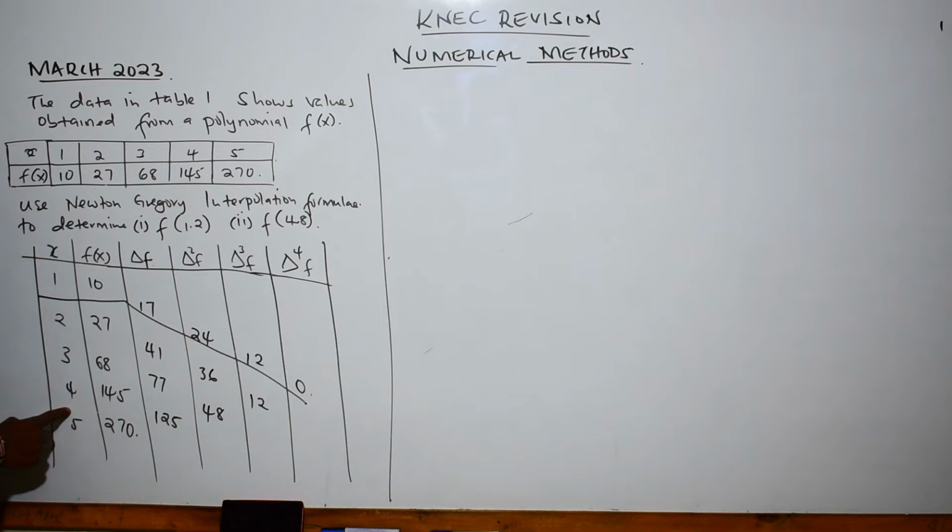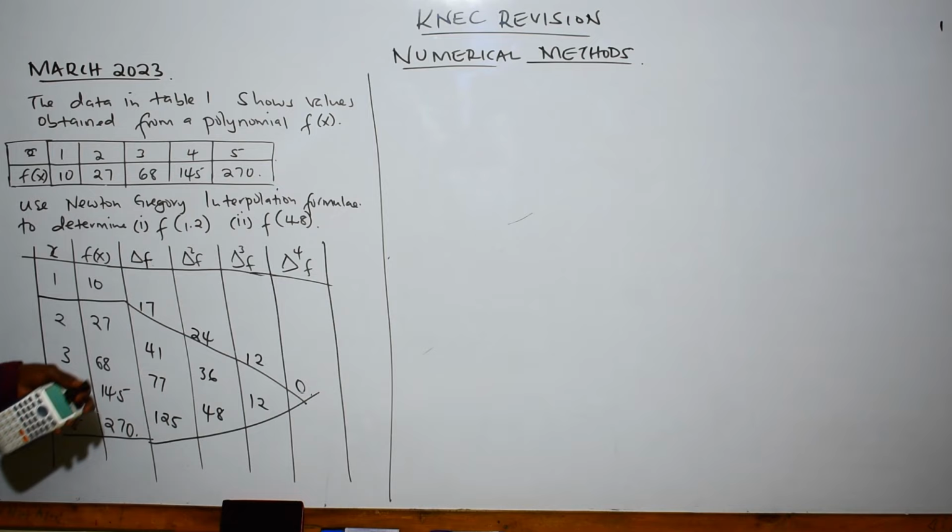Alright, we shall use the data of the value that follows 4.8. So we shall take this set of data here. Then we shall use these values here and these differences here. But remember, here we're going to be using the backward difference formula to evaluate this.